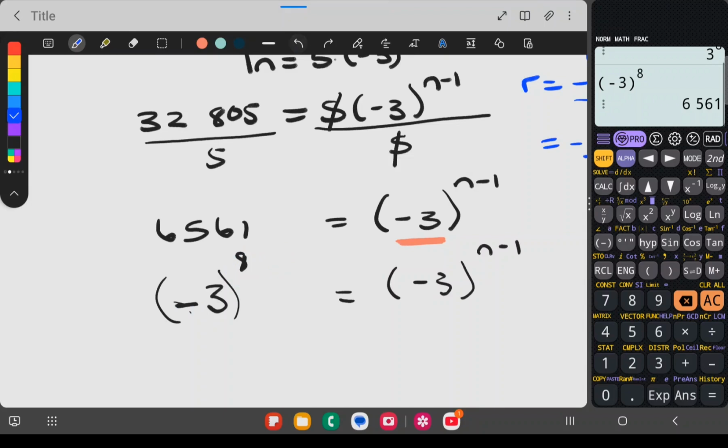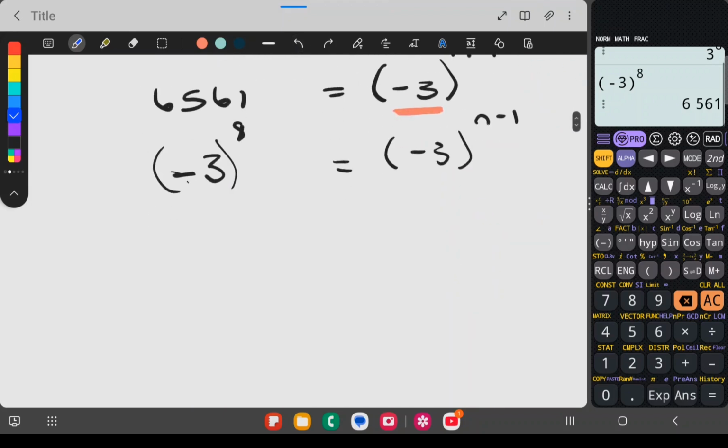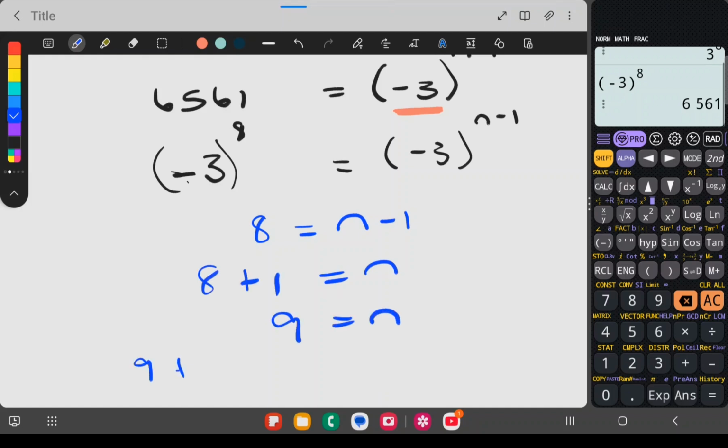Now that the base numbers are the same, we drop the base and we solve for n. 8 plus 1, n is 9. So therefore the answer is there are 9 terms in the sequence. And that's how you do the special case.